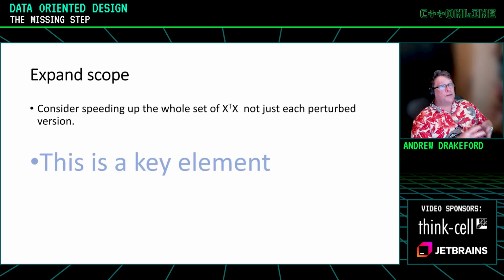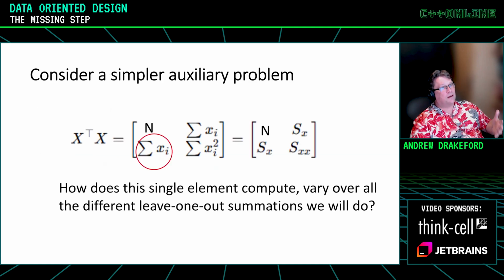We have to expand the scope. We have to look at the context more broadly. Instead of speeding up the whole of X, instead of considering speeding up just one instance of XDX, we have to look at speeding up the whole set of these things. That's what we're optimizing. So as an auxiliary question, we're going to look at summing. How do the sum over all the xi values work when we're calculating these leave one out matrices? How does this vary over the whole set?